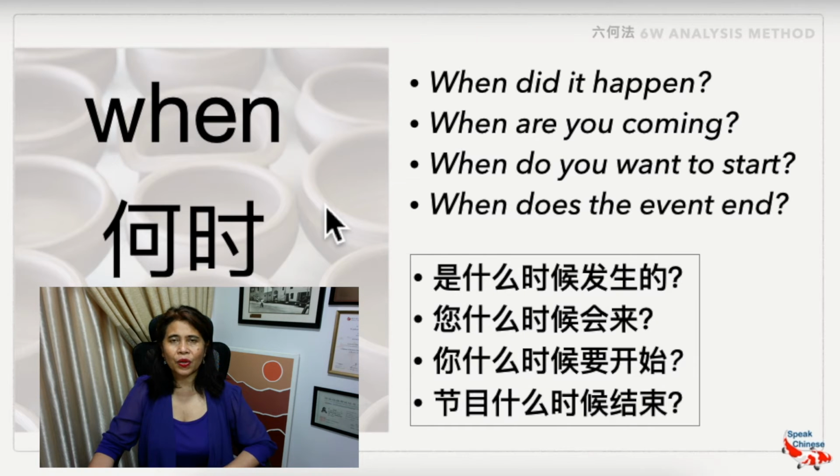When did it happen? When are you coming? When do you want to start? When does the event start? 是什么时候发生的? 您什么时候会来? 你什么时候要开始? 节目什么时候结束? Can you tell which one is using the word when? 什么时候?